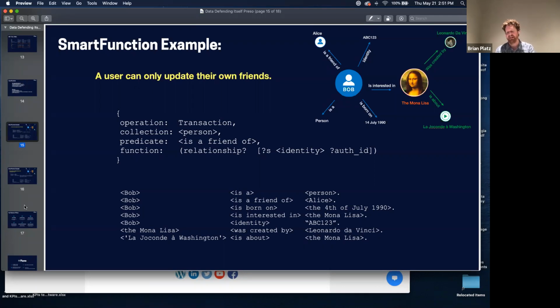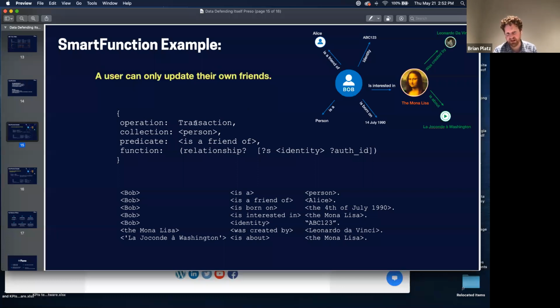We're just going to use our simple data set that we started out with and create a couple simple smart functions just to illustrate the concepts. So here's our data set that we started out with, our RDF data. Here it is represented as a graph up here at the top. And this is an example of a smart function we might want to put in that says a user can only update their own friends. Meaning that if I'm Bob, I'm the only one who can say, I'm a friend of Alice. Alice isn't able to say that I'm a friend of someone else. It's a very simple rule, but it leverages, again, the data in the database, and it's automatically enforced for all the users.